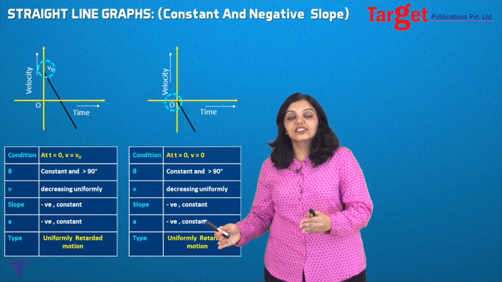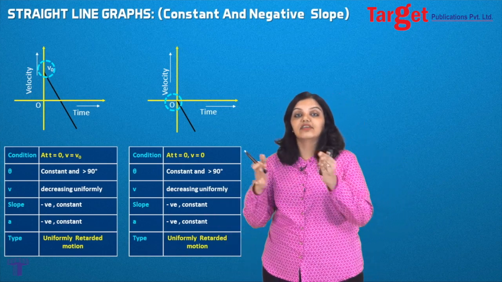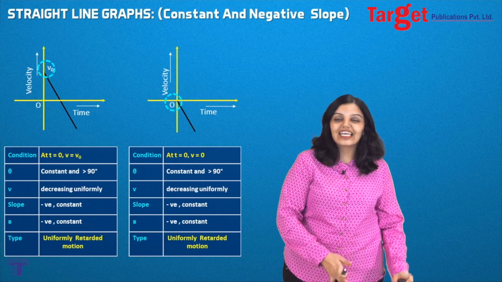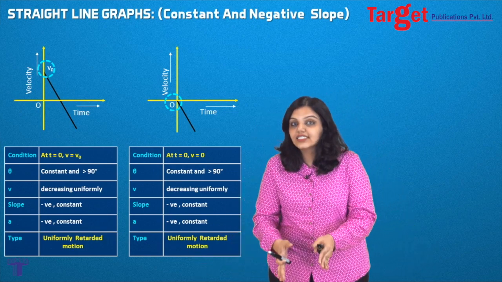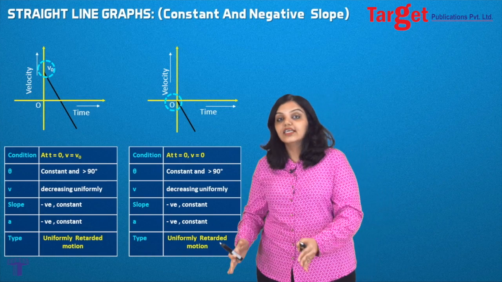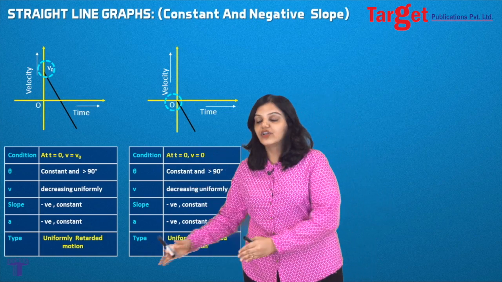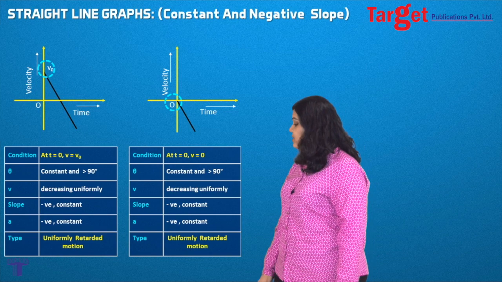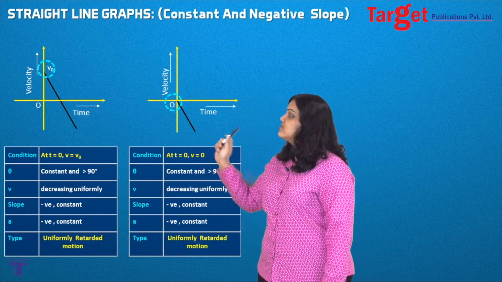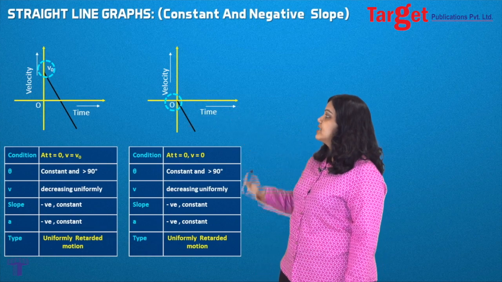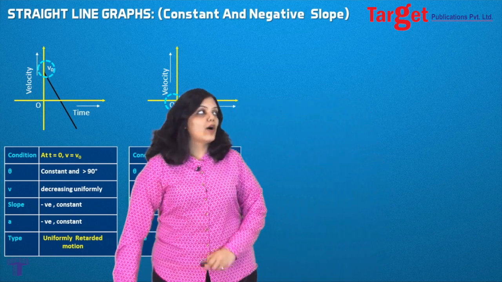Slope is negative and constant, which means acceleration is negative and constant. Acceleration being negative means velocity is decreasing, but since acceleration is negative and constant, velocity is not only decreasing, but decreasing uniformly. So again, we have uniformly retarded motion as before, and therefore these two graphs are almost the same, only displaced, and therefore there's only a change in the y-intercept.